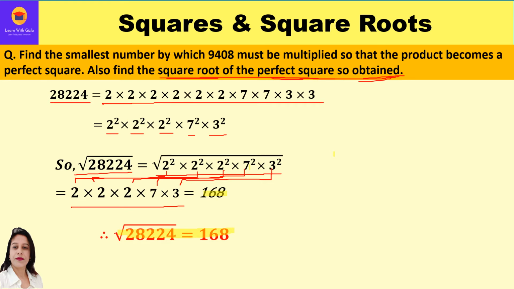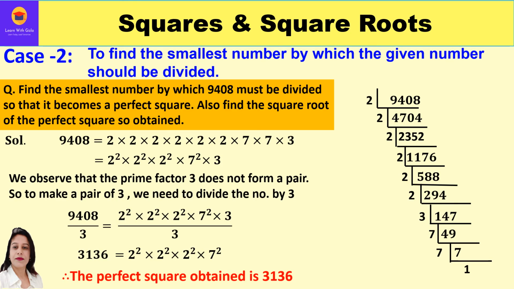So this is how we have solved the first case, where we were asked what is the smallest number by which 9408 must be multiplied so as to get a product which is a perfect square number, and after getting the product we have to find the square root of the number. So the number was 3, which we multiplied because 3 was not coming in pairs, and when we multiplied by 3, you observe now we have got 3 into 3 as a pair. So this is how we have solved this question. Hope you have understood this question. Now we'll move to the second case.